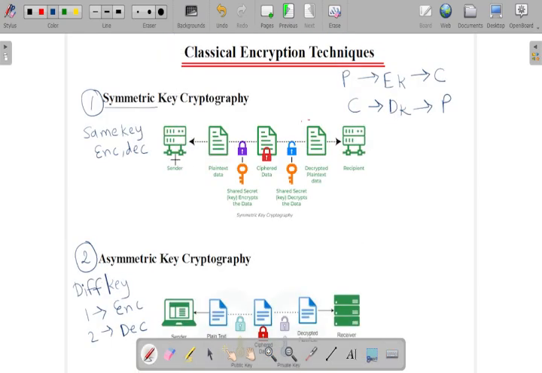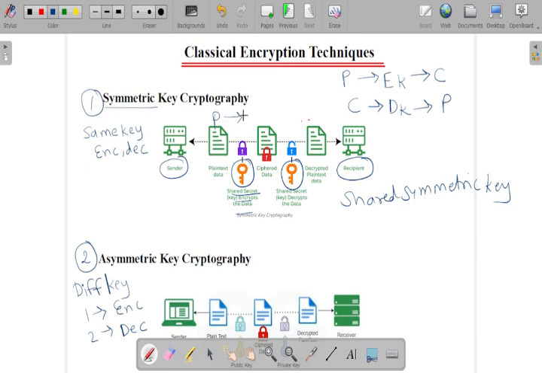Now you can check in the diagram, we have two users. First one is the sender and the second one is the receiver. Here you are using the same key for encryption as well as decryption. This is called a shared symmetric key, which is shared between the sender as well as the receiver. Whenever the sender takes the plain text data, we use this key for encryption purpose and we convert this data into ciphertext format.